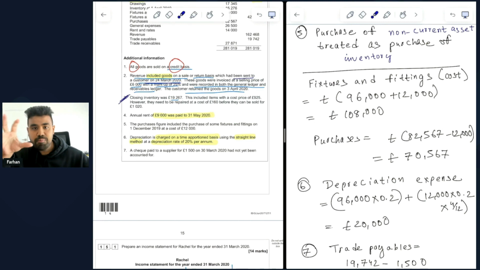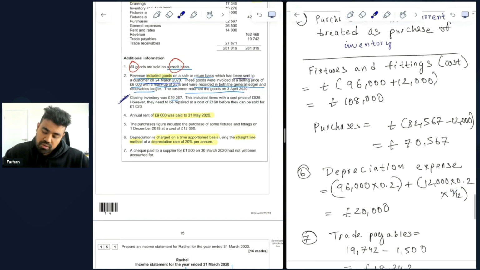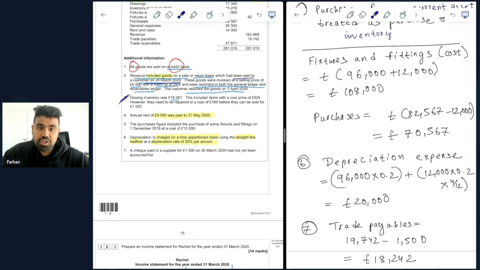So 20%, the rate that we know, is an annualized rate. How do we convert the 20% into a rate that is adjusted for 4 months? So that is what we have done here. So we did 4/12, which simply means that this asset was in use for 4 months out of the 12 months that we have in a financial year. So once you combine both of these calculations, you should get £20,000 as the depreciation expense for fixtures and fittings.